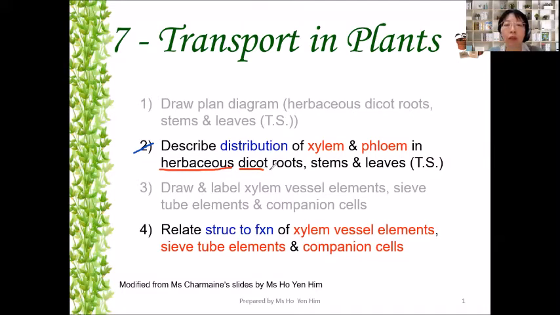Okay, so given the roots, the stem, the leaf, in transverse section, either in the form of a slide, a micrograph, or a diagram, in an MCQ question, structured question, or practical exam, you need to be able to identify the location of xylem and phloem. Then relate the structure to the function of xylem vessel elements, sieve tube elements, and companion cells. These are the 3 important cells that play the role of transportation in the plant. So this is what we're going to cover today.